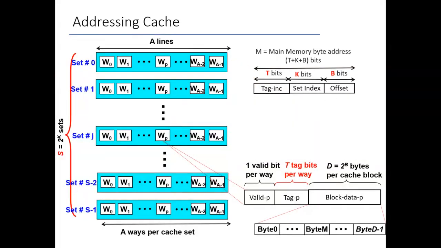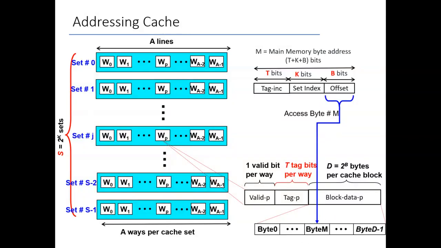Now, what do the B bits tell me? How many bytes are there in a particular block? There are D equal to 2 to the power B bytes per cache block, and the offset field will access a particular byte M within that block.